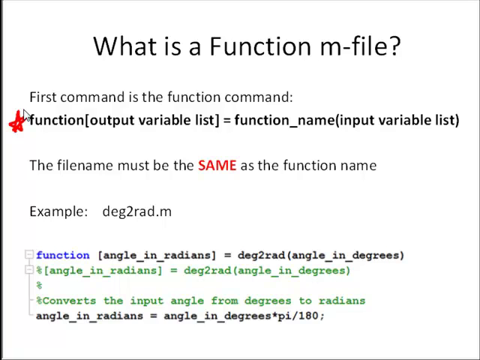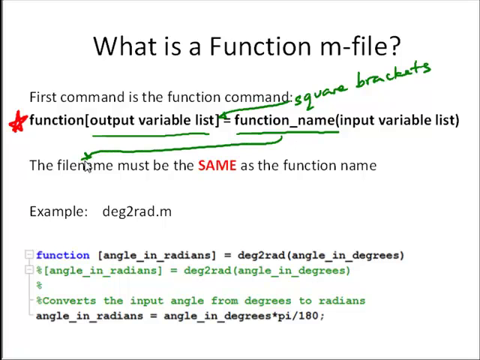The syntax of the function command is the word function, and then an output variable list, then the function name, and then in parentheses an input variable list. An important thing here, this output variable list is in square brackets, and those square brackets actually aren't necessary if you only have one output variable, but it's fine to leave them there. One note here, the function name must be exactly the same as the file name. That's how MATLAB knows how to use that function when you're using it in a MATLAB session.